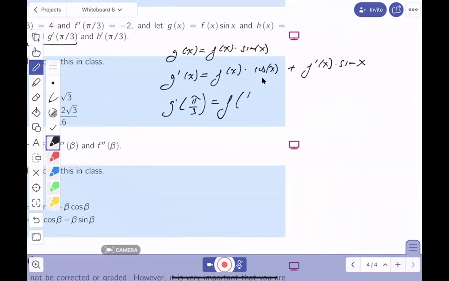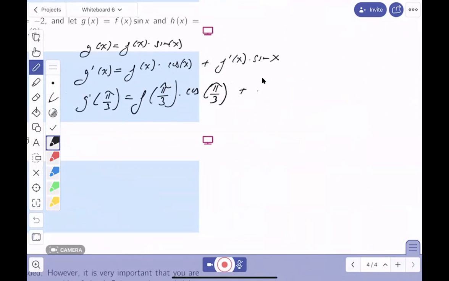That's going to be f of pi over 3. This is not a memorization skill. This is just simply a reading skill. Cosine of pi over 3 plus f prime pi over 3 times the sine of pi over 3.